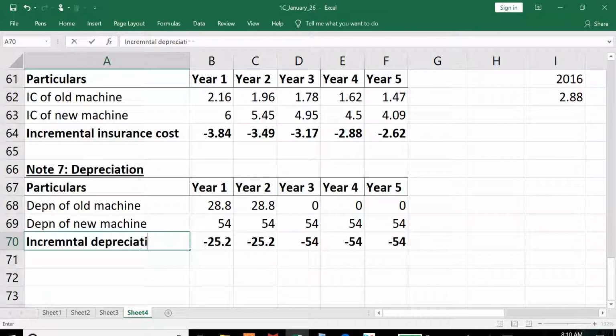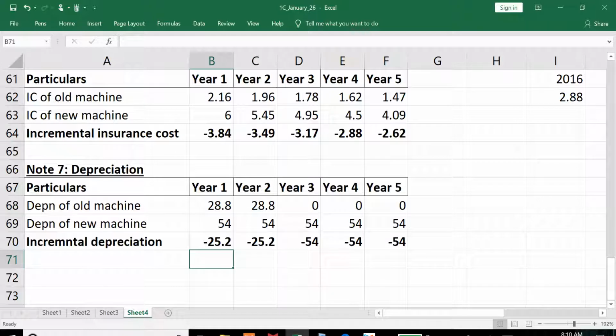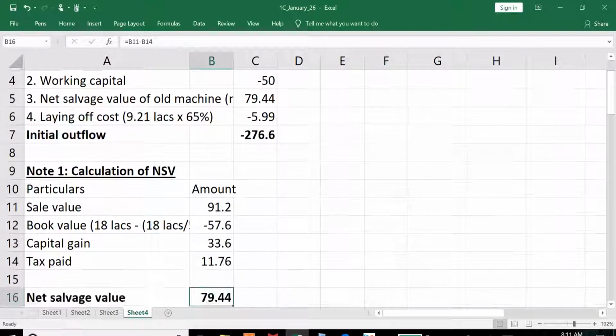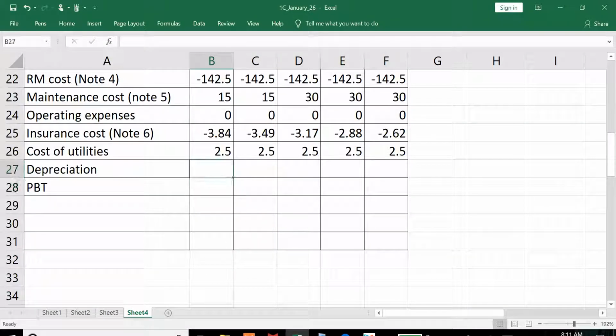Incremental depreciation will come as negative there. Depreciation of old machine, depreciation of new machine and extra depreciation: old machine, new machine and incremental depreciation. Put it in the working note. Now you can complete it: get PBT, deduct tax, get PAT, add back depreciation, all of that you can do.